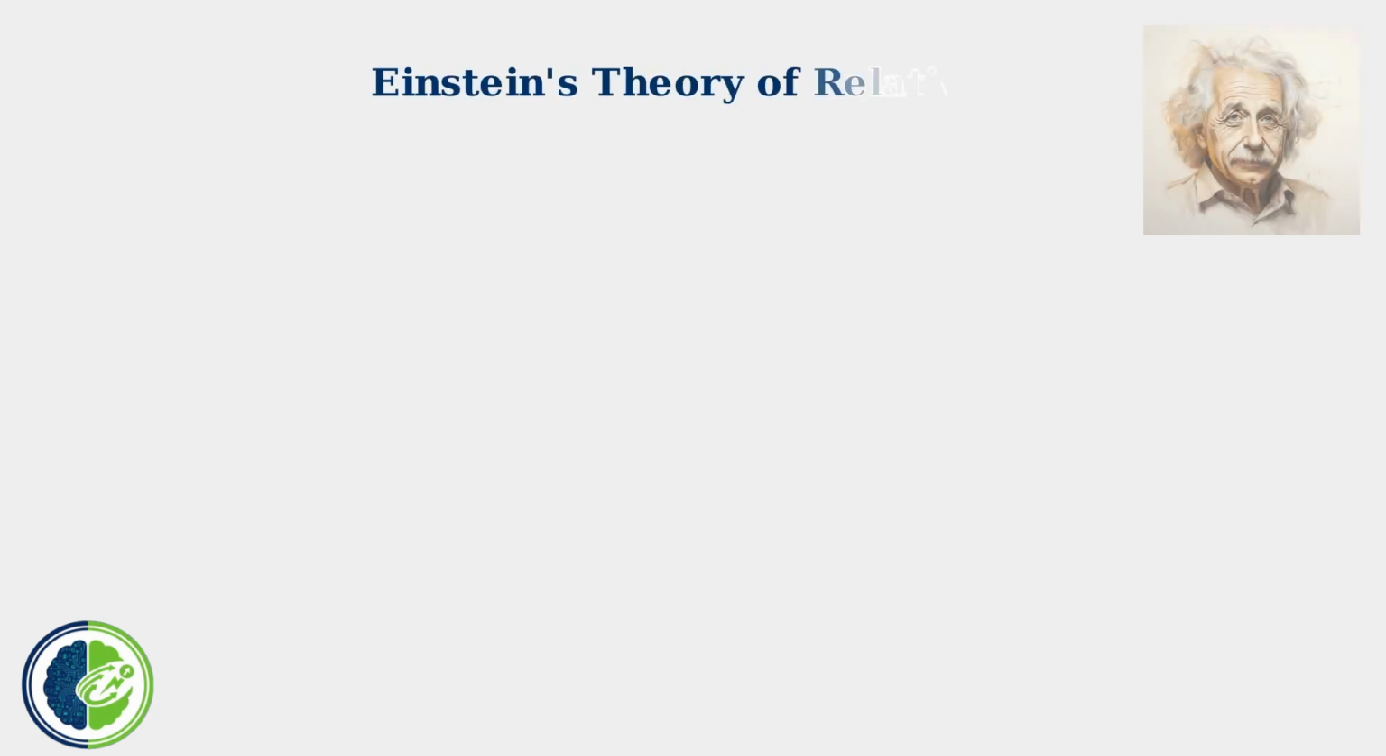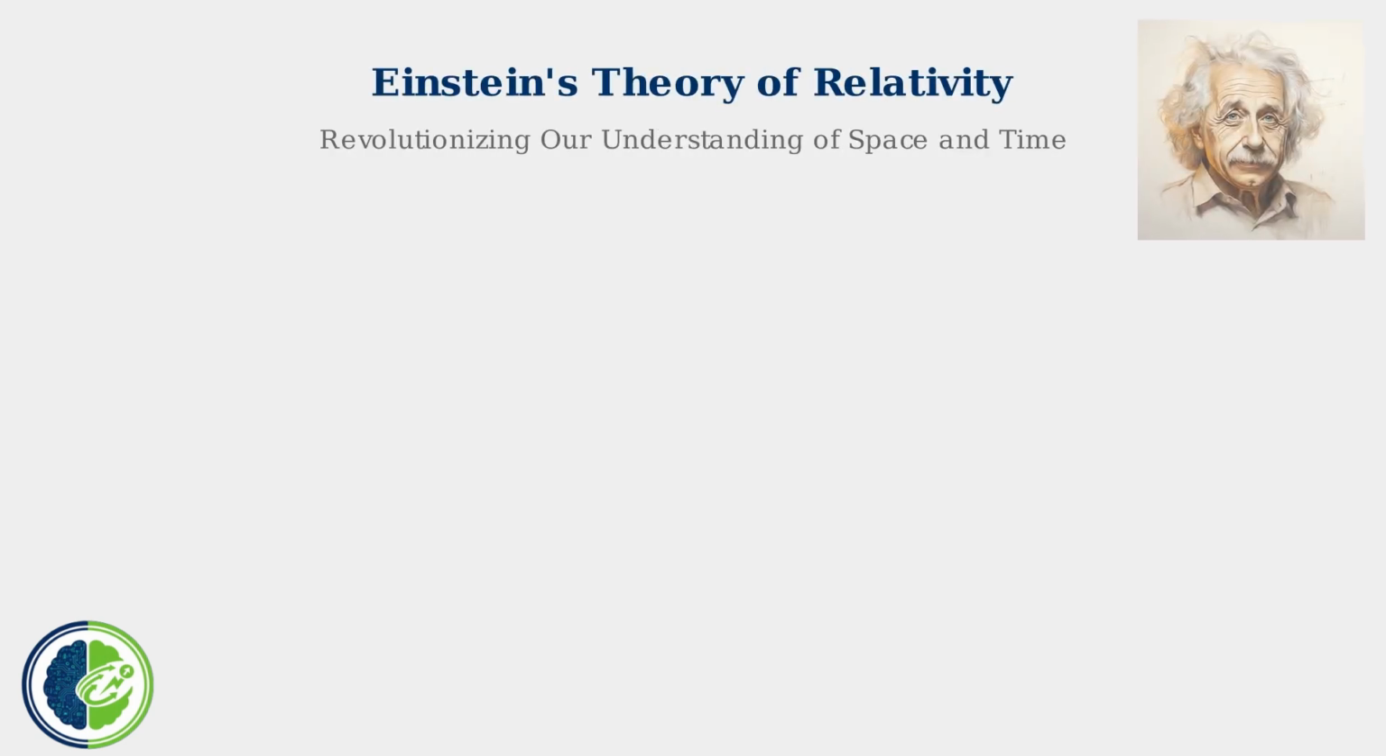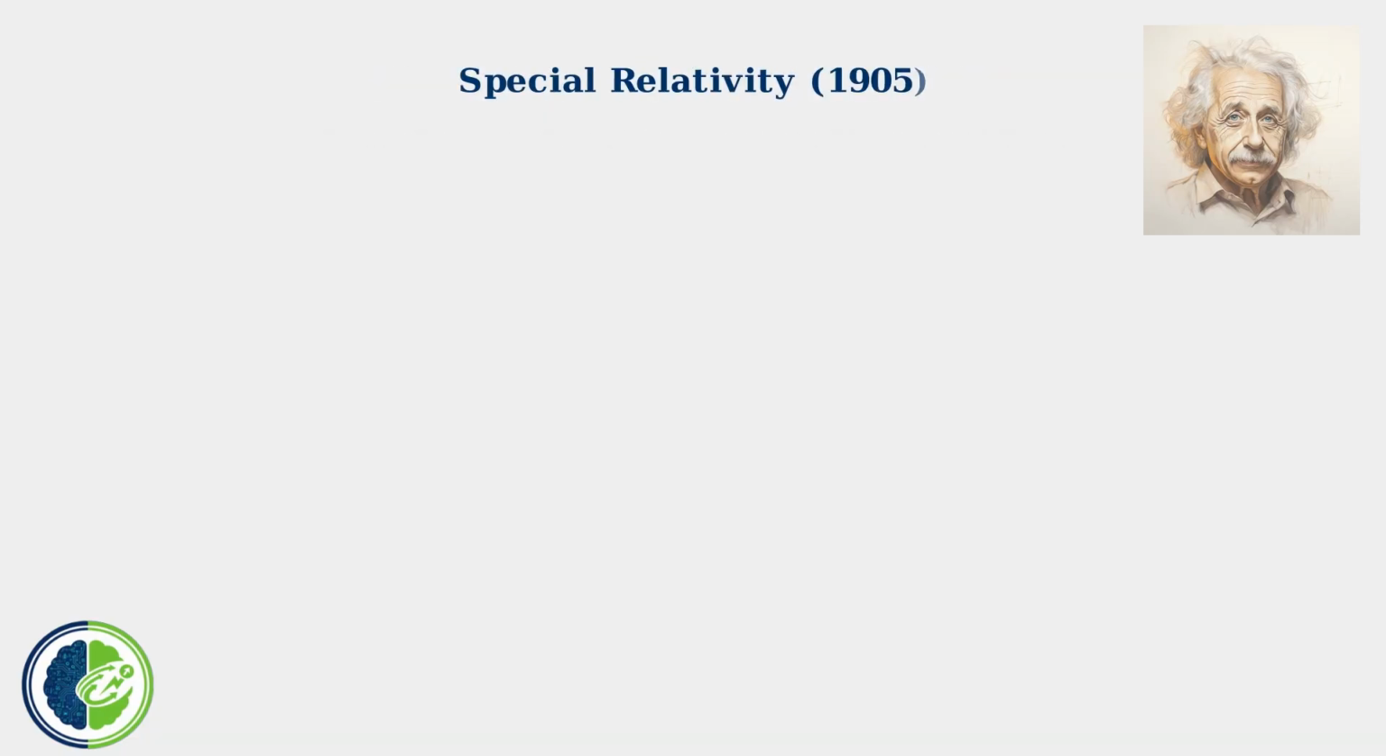Albert Einstein's theory of relativity fundamentally changed how we understand the universe. This revolutionary framework consists of two interconnected theories that redefined our concepts of space, time, and gravity. The first theory, special relativity, was published in 1905.